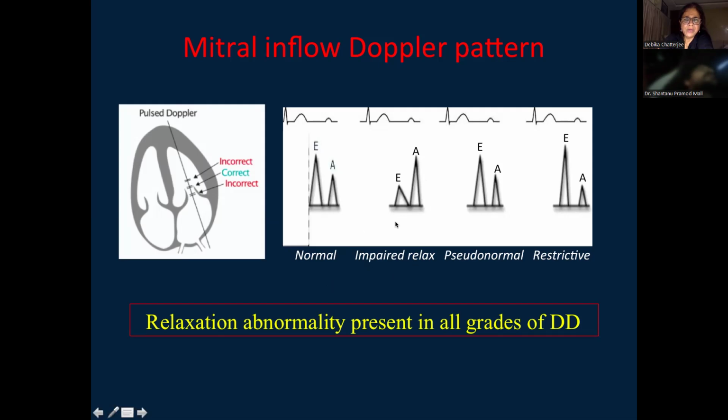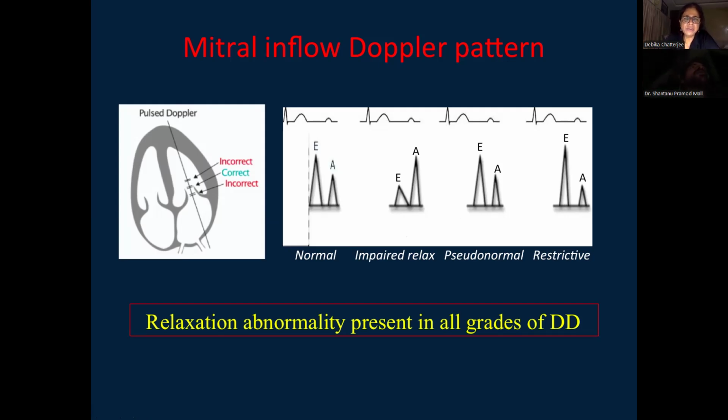But the LA pressure is normal in this phase, remember. LA is not enlarged. LA pressure is normal. Now, as the disease advances, as the diastolic dysfunction advances, as I have already described, over a period of time, the LA gets enlarged, LA pressure starts rising.